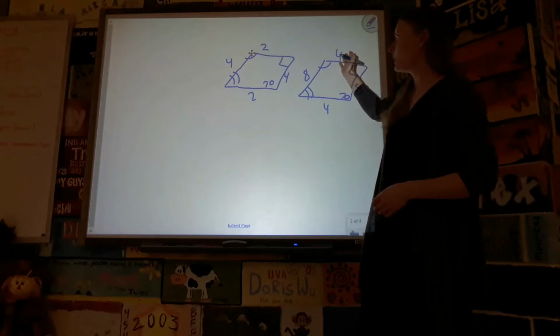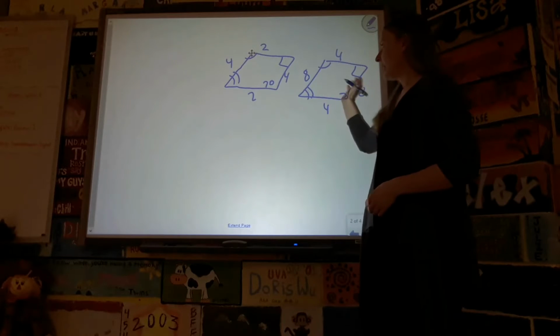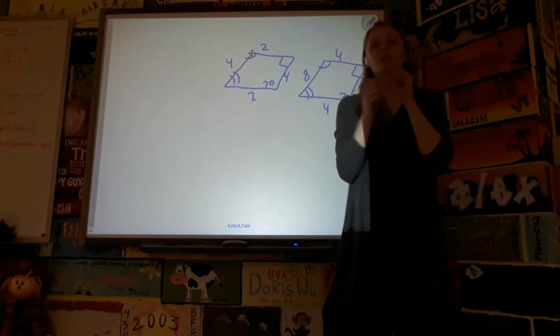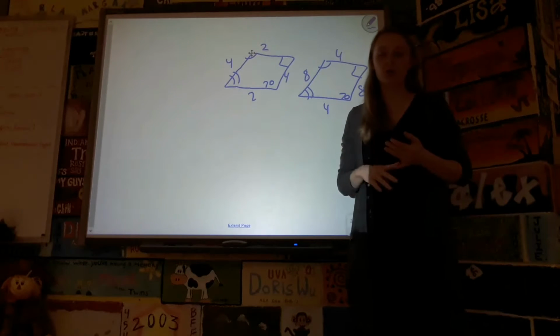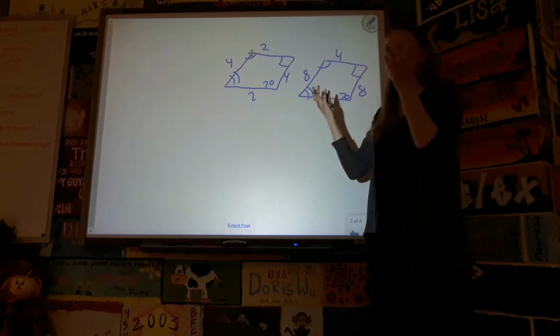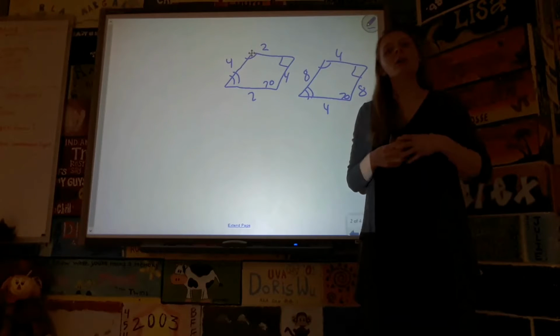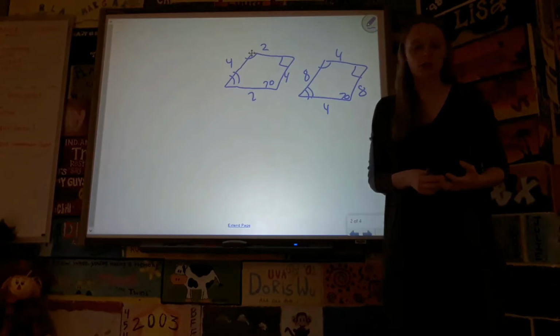So the 2 and the 4, the 4 and the 8, the 2 and the 4, the 4 and the 8. All of these particular pieces that we have, all this information in the picture, all the angles are congruent, all the sides are proportional. We had all that information kind of knit together to decide whether our shapes were similar or not.